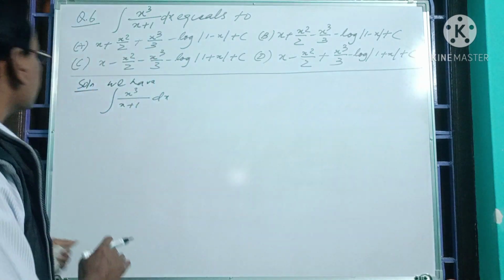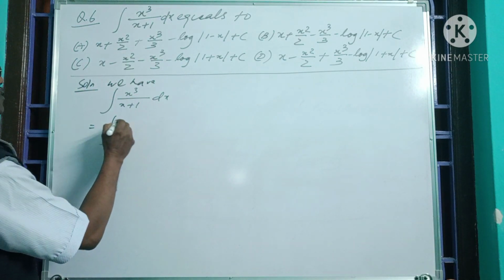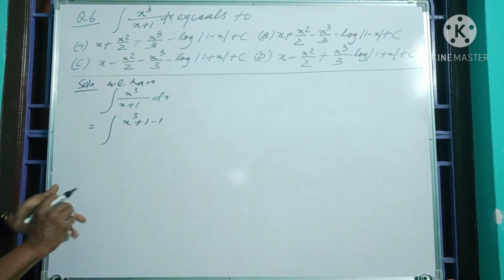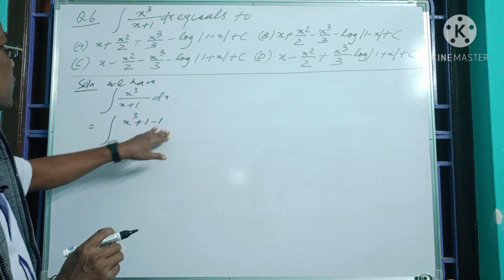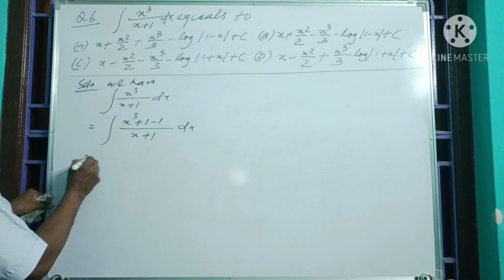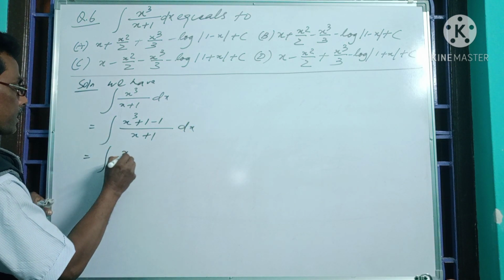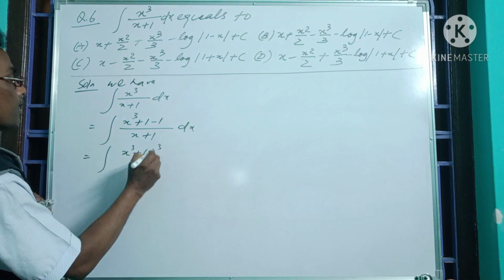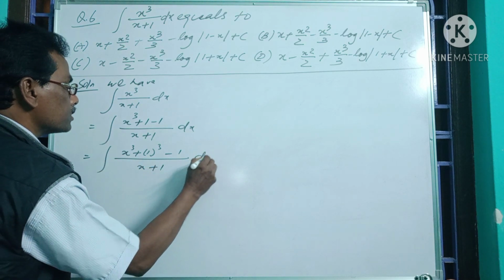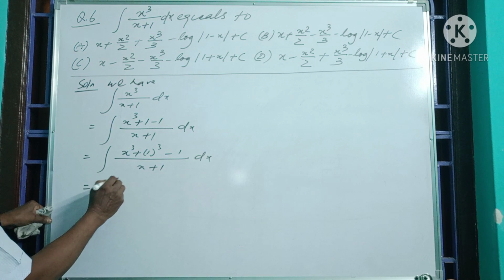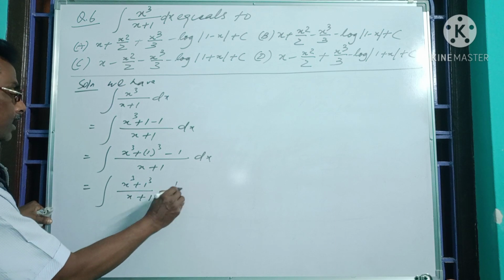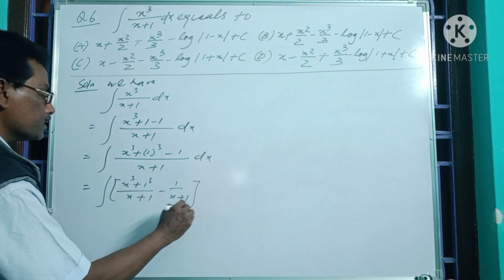So let us consider the integrand, that is we have x cube. Let us add 1 to x cube and subtract 1 in the numerator of the integrand, that is we have x cube plus 1 minus 1 by x plus 1 whole integration with respect to x. Again adjusting, we have x cube plus 1 cube minus 1 by x plus 1 with respect to x. Again adjusting, we have integration of x cube plus 1 cube by x plus 1 minus 1 by x plus 1 whole integration with respect to x.